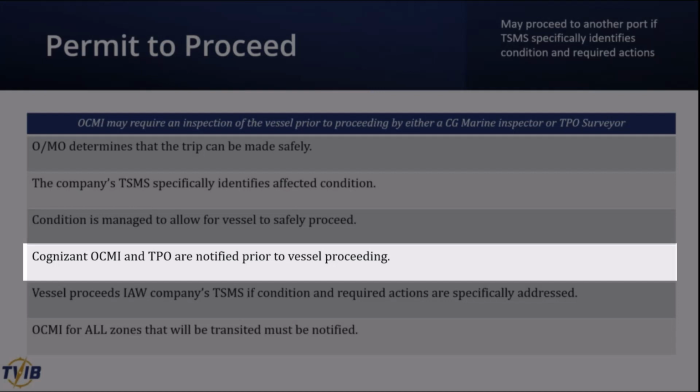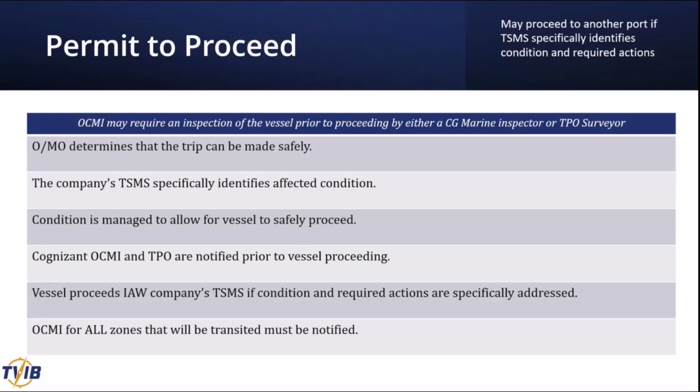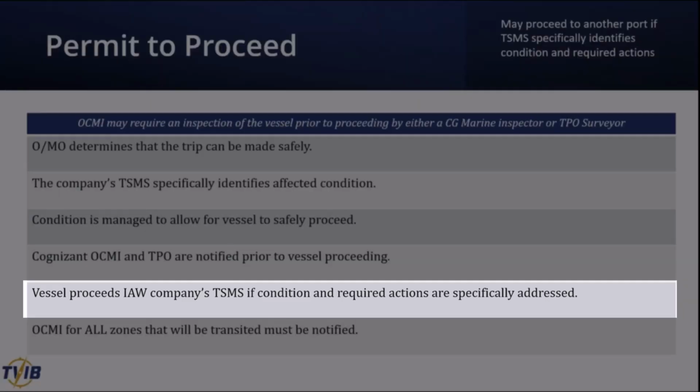You still need to make notification to the cognizant OCMI and TVIB prior to the vessel proceeding. So just because the TSMS articulates that this is the condition and this is how we're going to handle it, we still need to make that notification to the OCMI that we have a reportable marine casualty in accordance with NAVIC 01-15, or a condition that makes the vessel unsafe or not in compliance with the COI. The vessel proceeds in accordance with the company's TSMS if a condition and required actions are specifically addressed.